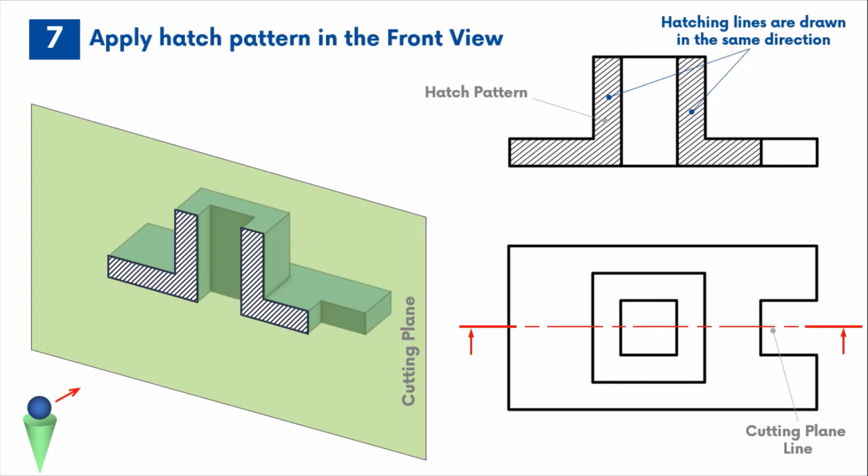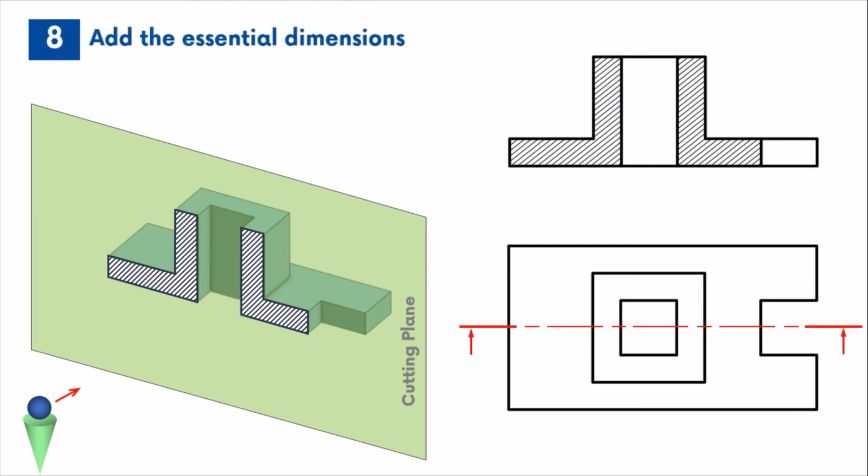The final step is to add the essential dimensions to the drawing. One of the advantages of using sectional views is that they allow us to dimension the interior of a part without dimensioning to the hidden lines.